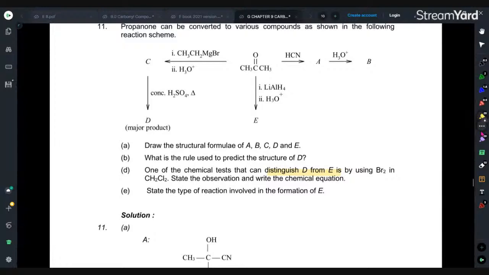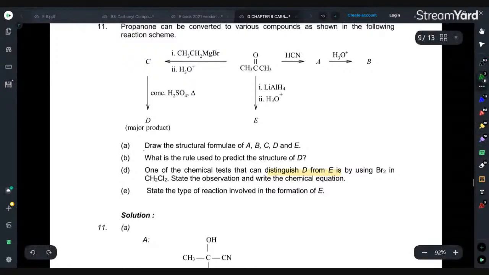Equation 1, observation 1, equation 2, observation 2. I hope you're quite clear about the chemical test, the way to answer the chemical test. Okay, the last one: state the type of reaction involved in the formation. I will go through the question first because I want to know what question you will use. Rules, and then chemical test, and then this one is the type of reaction. Then only return to the question.